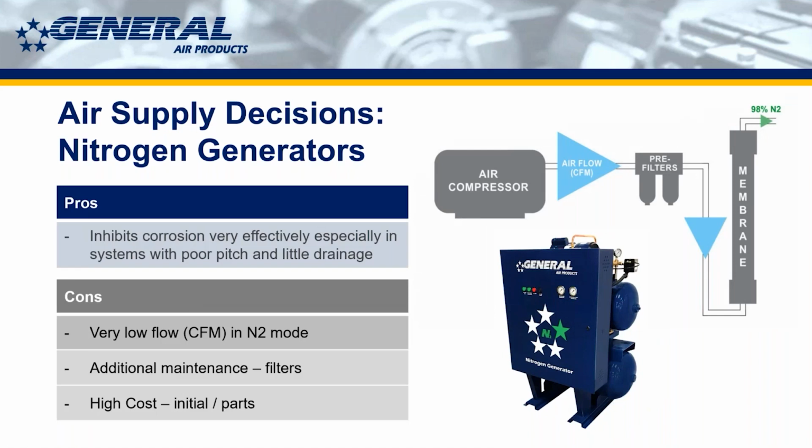Here you can see the airflow through those pre-filters that I was mentioning and then into the membrane, as the compressed air goes out of the compressor and goes to 98% nitrogen on the other side of the membrane. So again, nitrogen generators inhibit corrosion very effectively, especially in systems with poor pitch and little drainage. The negative aspects to a nitrogen generator: very low flow.